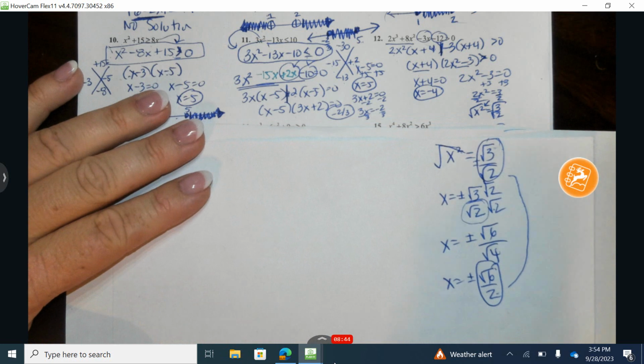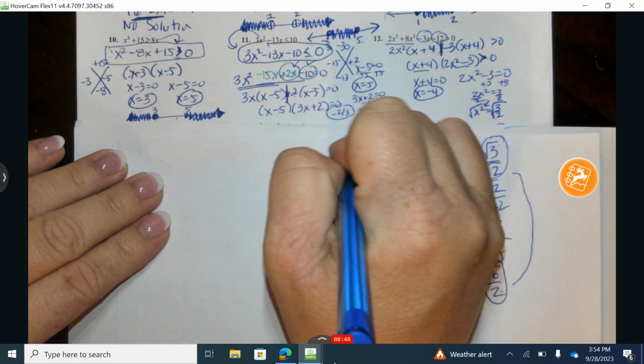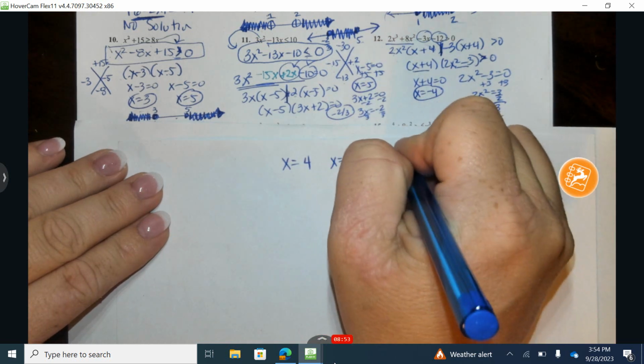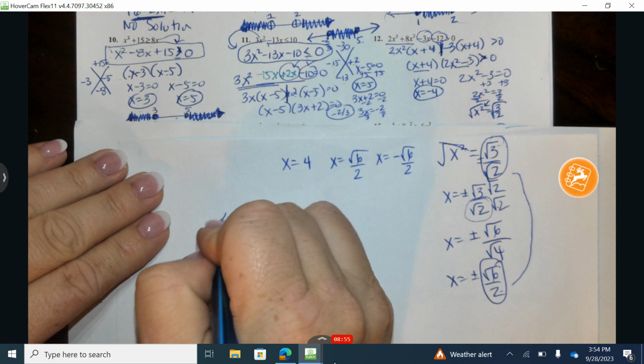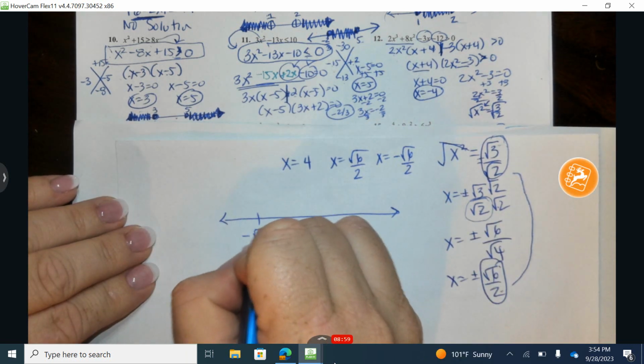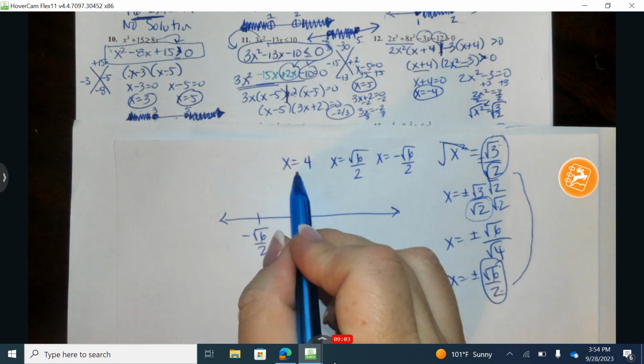Okay, so I'm going to come up here and write down my answers. I have x equals 4, x equals positive radical 6 over 2, and x equals negative radical 6 over 2. So I make myself a number line. Now obviously I know the negative goes over here, but I'm going, is 4 larger? Wait, which one of these is larger?